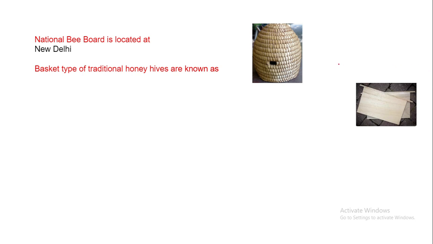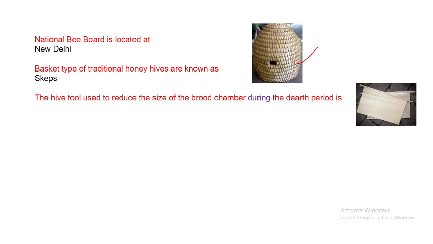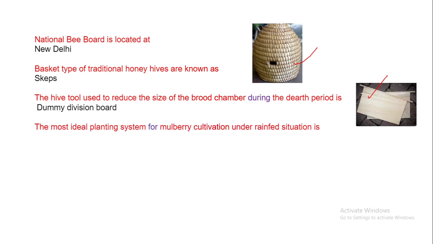Basket type of traditional honey hives are known as skeps. The hive tool used to reduce the size of the brood chamber during the dearth period is the dummy division board. The most ideal planting system for mulberry cultivation under rainfed situation is the pit system. Mulberry variety suitable for intercropping in coconut orchard is Sahana.